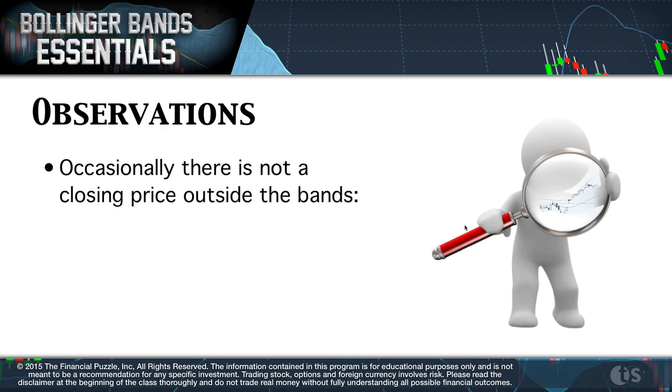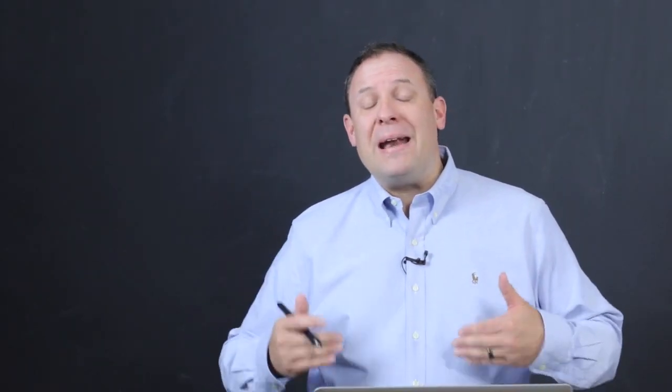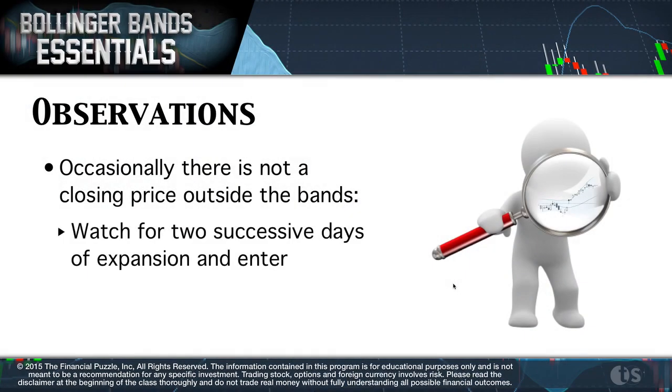Now let's make some observations. Occasionally there's not a closing price outside the bands. Sometimes what happens is the trade gets set up, you have the squeeze, and it starts moving, but it never closes outside the bands. And if you looked at those rules we just looked at, the first rule of entry is to enter after it closes outside the band. Well, what if it never closes outside the band, but the trade starts to expand? Well, here's the way you handle that.